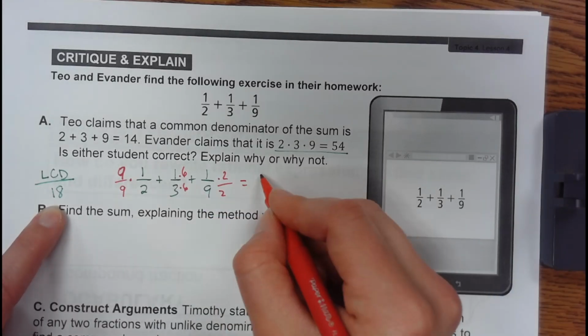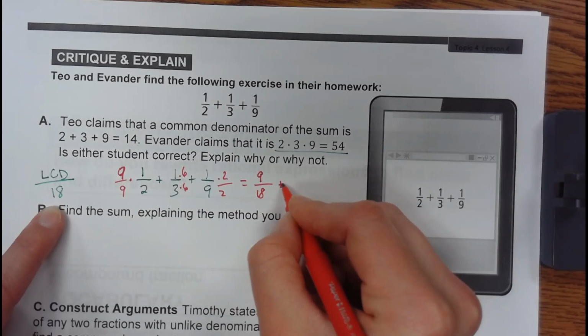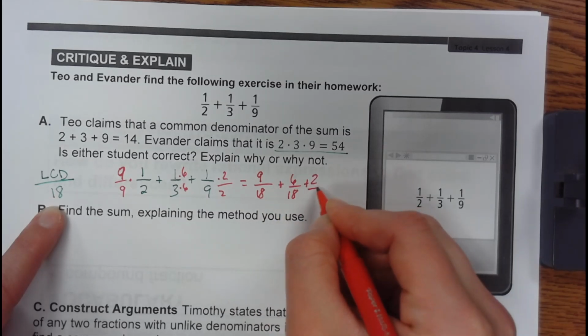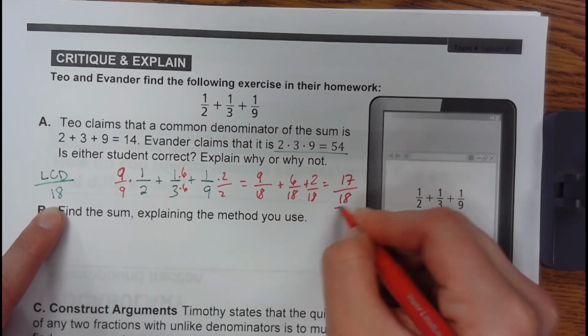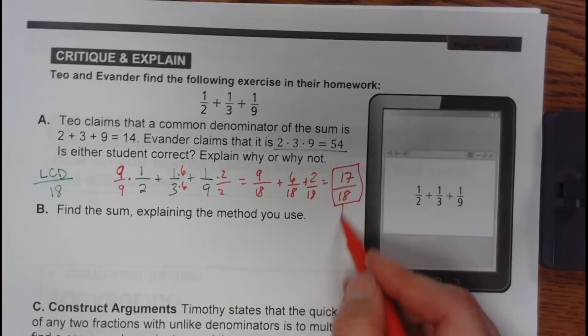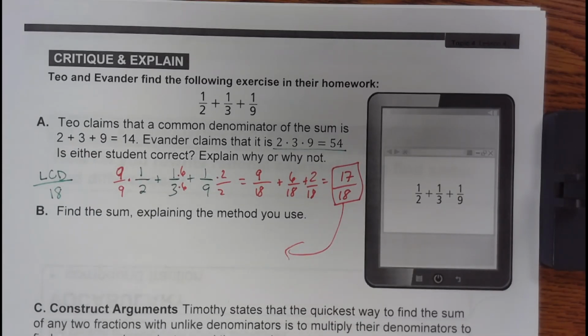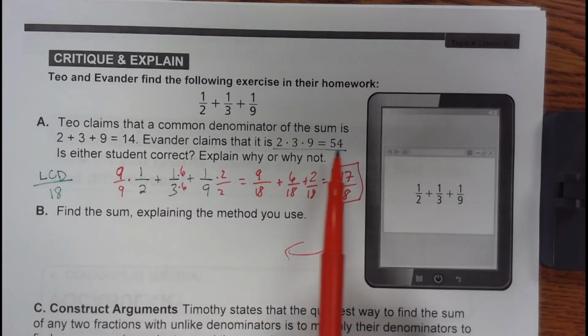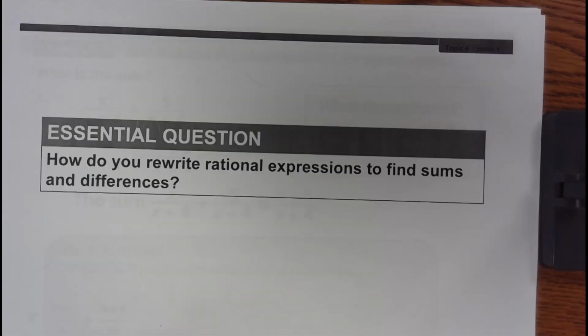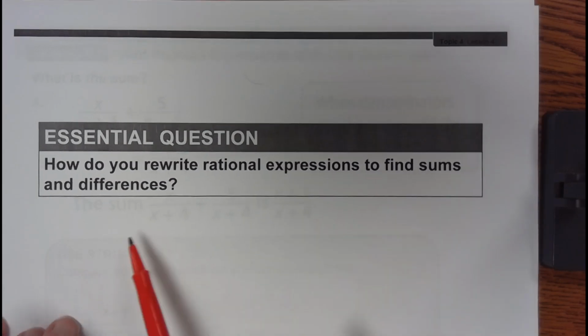So we would get 9 over 18 plus 6 over 18 plus 2 over 18. We get 17 over 18. Okay, and so that is your answer. The method would be similar to Evander's with finding a common denominator. 54 would work, we just have to simplify. So that is what we are going to be doing today. Same concept, but how do we make a common denominator with rational expressions in order to add and subtract?